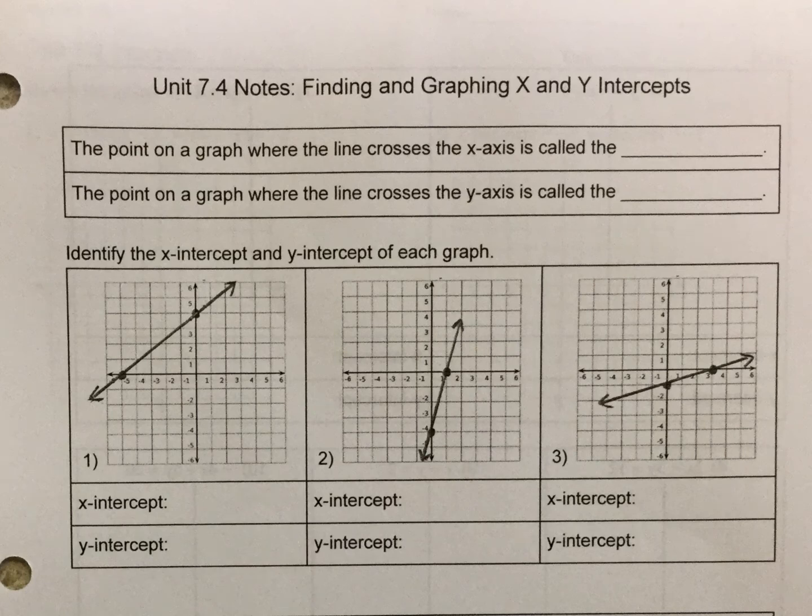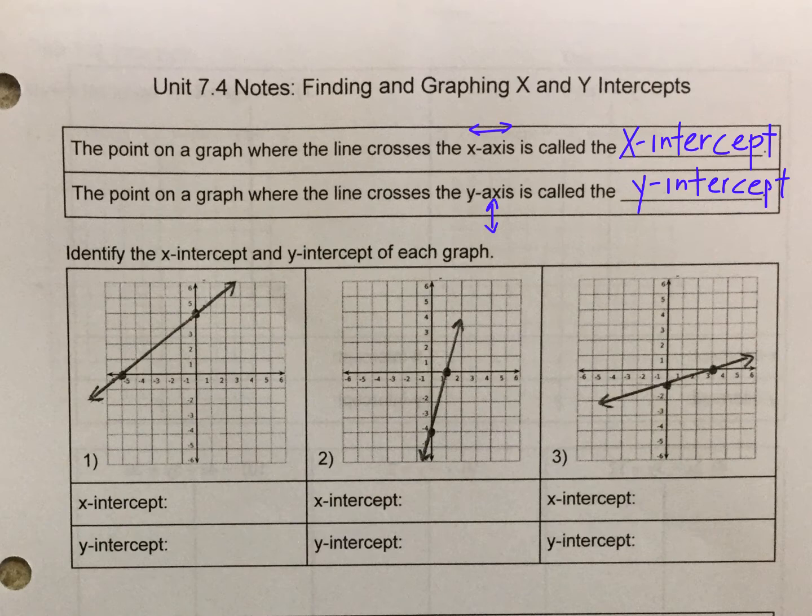All right, we're going to continue graphing, but today we're going to do it a little bit different. We are going to work with x and y intercepts. A point on a graph where a line crosses the x-axis, we call that the x-intercept. And the point on a graph where the line crosses the y-axis, we call that the y-intercept. Now we are just going to find our x and our y intercepts.